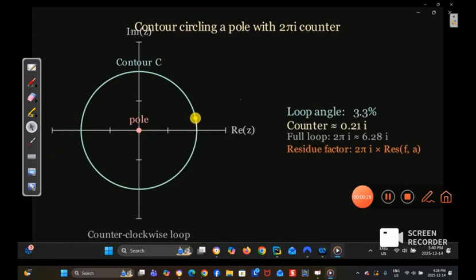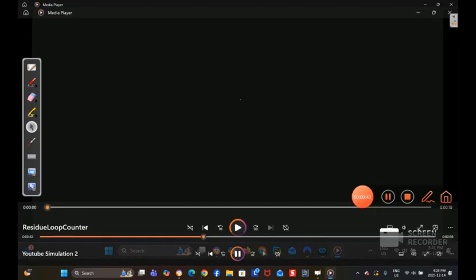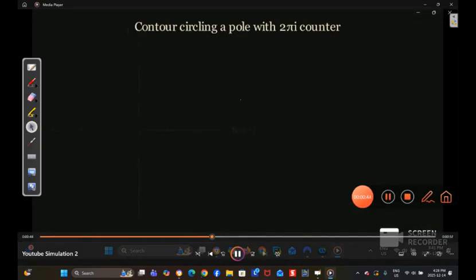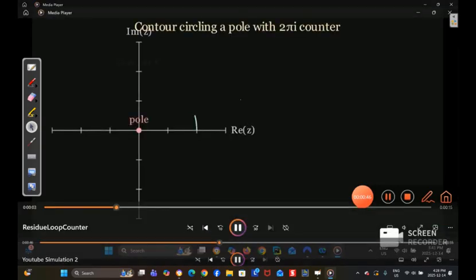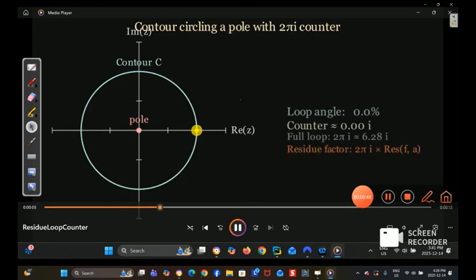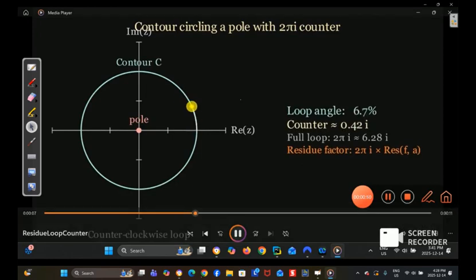Full loop. Well, the full loop hopefully explains why we have to multiply our sum of all of our residues by 2 pi i, right? Because the entire full loop is 2 pi radians. That's why we always multiply it by 2 pi. For those of you who didn't understand why they have the 2 pi i in front of the summation, that's why we have it.